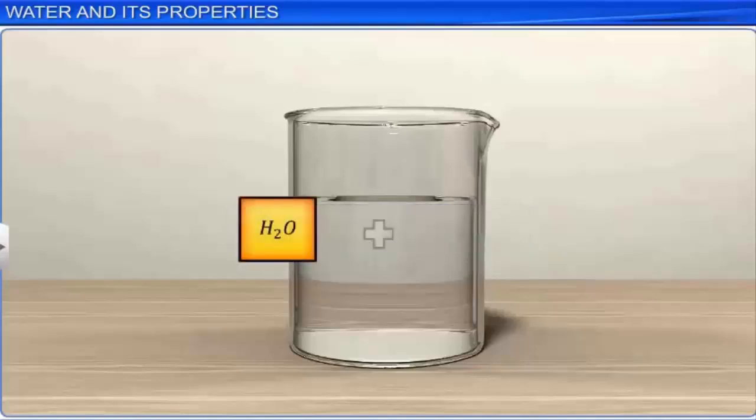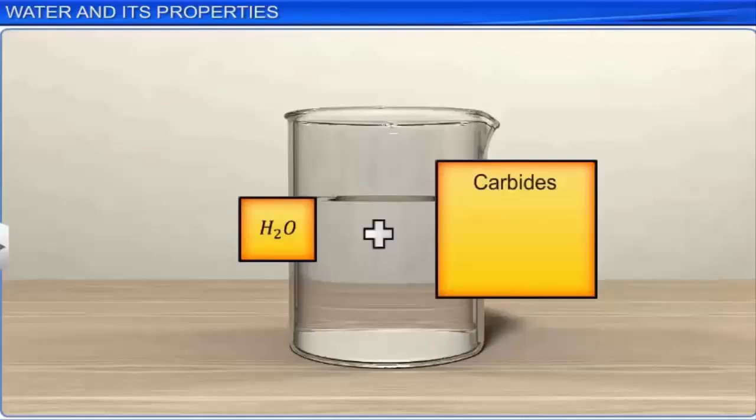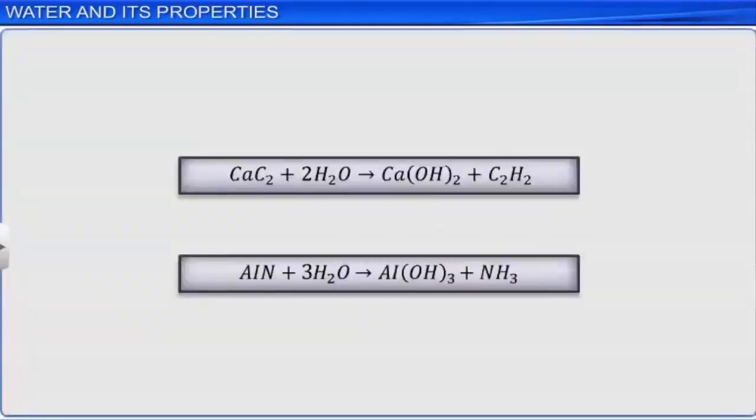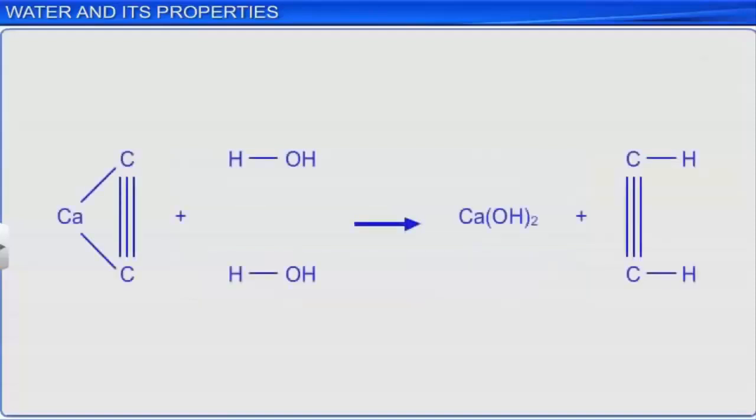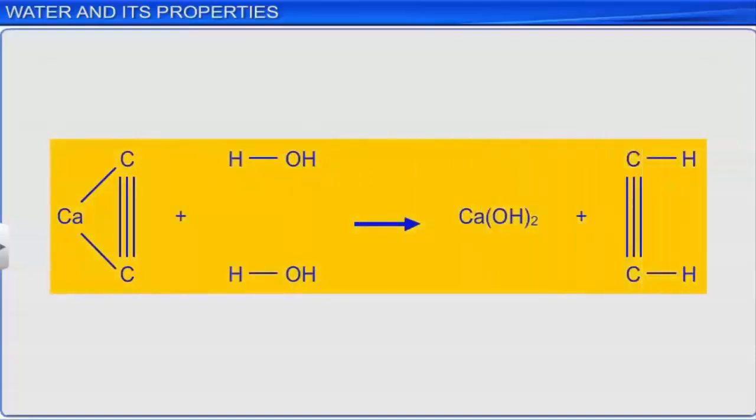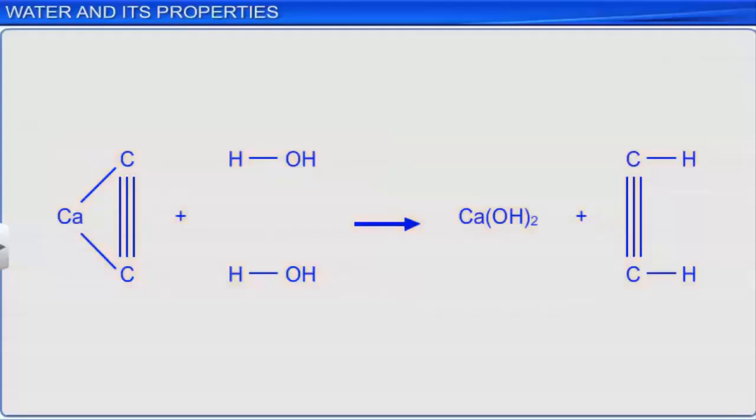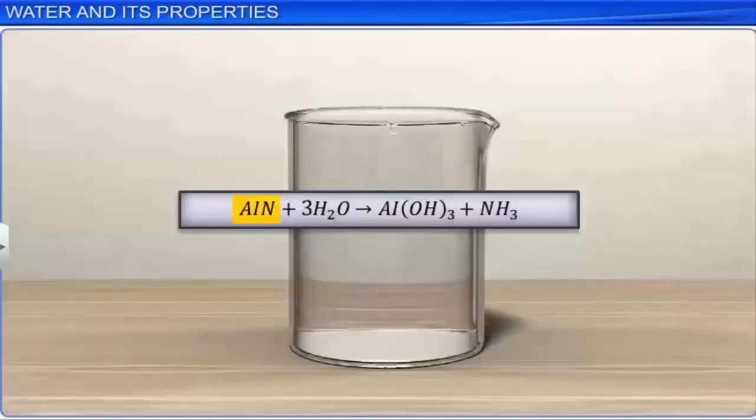Water also hydrolyzes the carbides, hydrides and nitrides of some metals. For example, it hydrolyzes both calcium carbide and aluminium nitride to give ethyne and ammonia respectively. The reactions that take place are: calcium carbide reacts with water to give calcium hydroxide and ethyne. Water reacts with aluminium nitride to give aluminium hydroxide and ammonia.